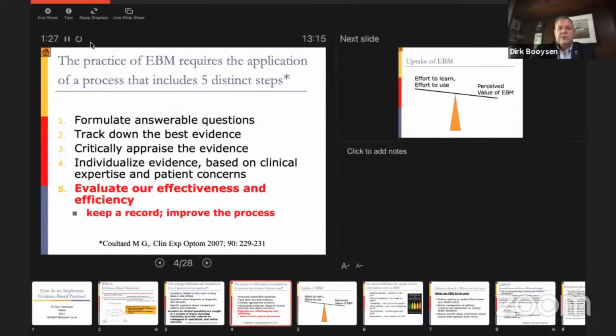So the practice of EBM requires the application of a process that typically includes 5 steps. First of all, you formulate answerable questions. You track down the best evidence from, say, the internet. You critically appraise this evidence, and you individualize the evidence based on the clinical expertise and the patient concerns. And then you evaluate your effectiveness and your efficiency, and you keep a record to improve the process.